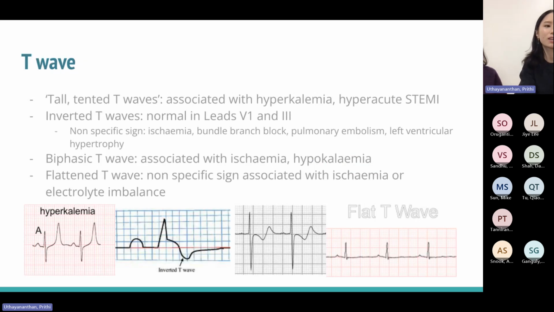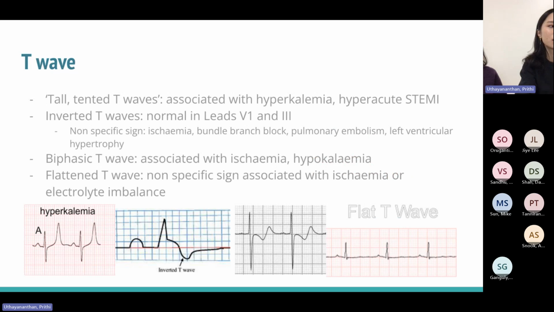Then looking at the T waves, tall tented T waves are associated with hyperkalemia, and also in ST elevated myocardial infarctions, and this is when they are over 5 millimeters in the limb leads and over 10 millimeters in the chest leads.